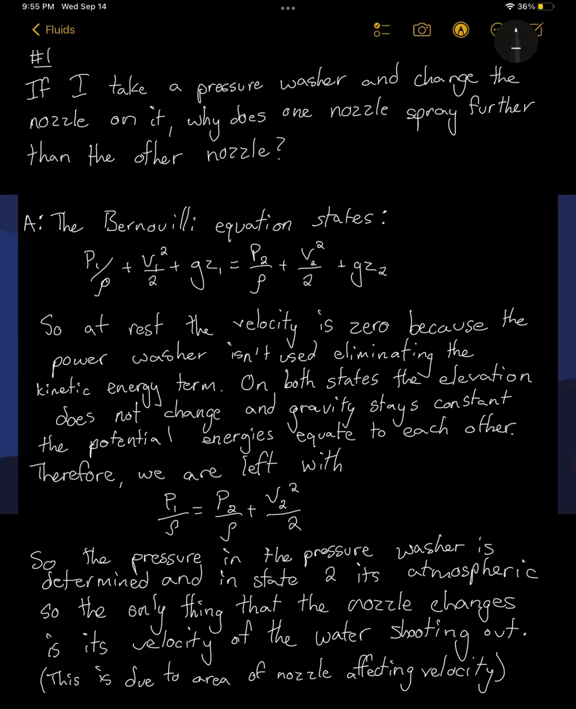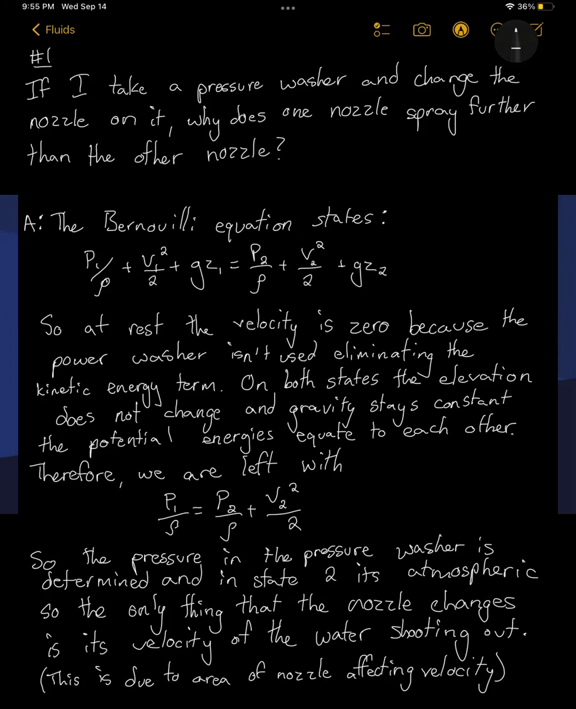If I take a pressure washer and change the nozzle on it, why does one nozzle spray further than the other nozzle? The Bernoulli equation states that pressure 1 over density plus velocity 1 squared over 2 plus gravity times the height of 1 is equivalent to the pressure 2 over density plus the velocity 2 squared over 2 plus gravity times the height of 2.